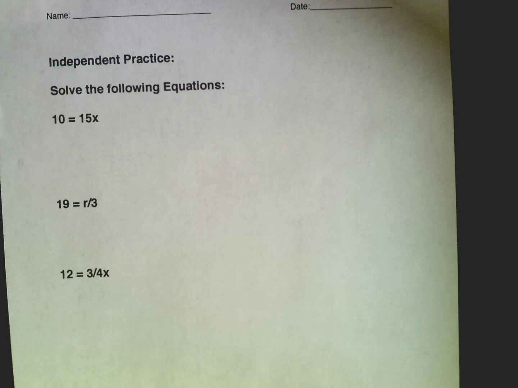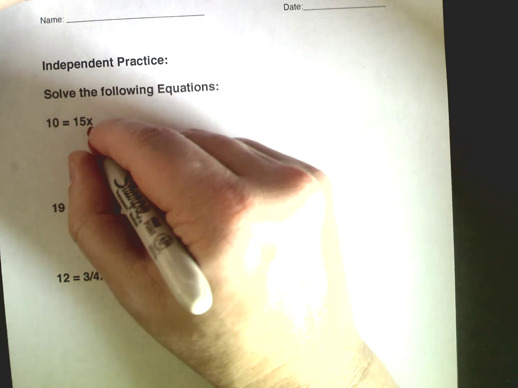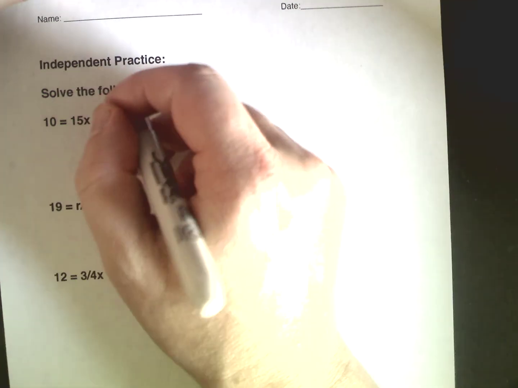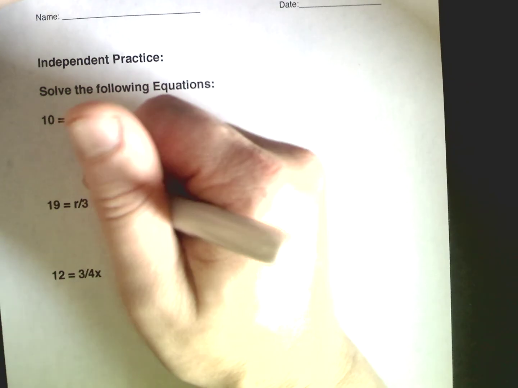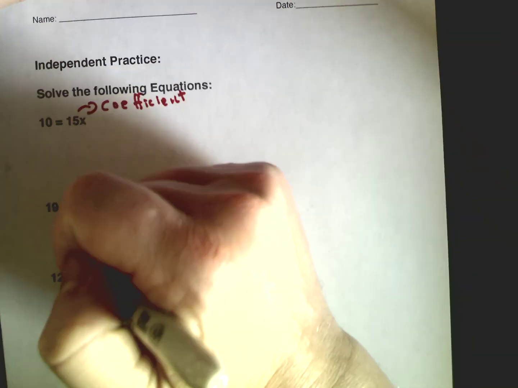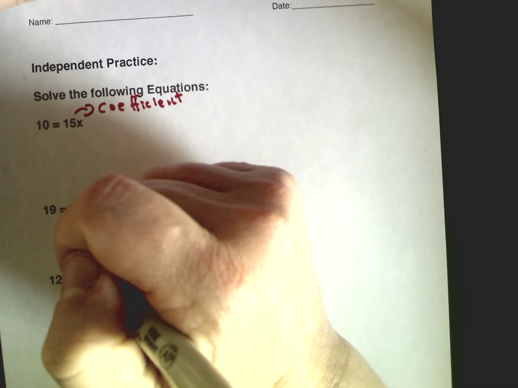Now, one of the important things to understand here is that where it says 15x, that's really 15 times x. For whatever reason, someone made a rule that if there's nothing between two numbers, it's multiplication. We have to remember that. This thing here is called a coefficient. Important word to remember. It's basically a number multiplied by a variable. That's what a coefficient is.